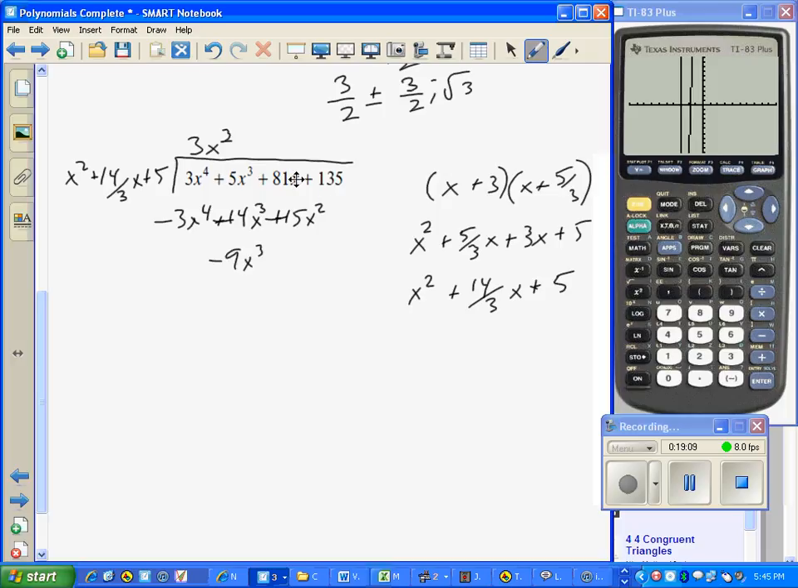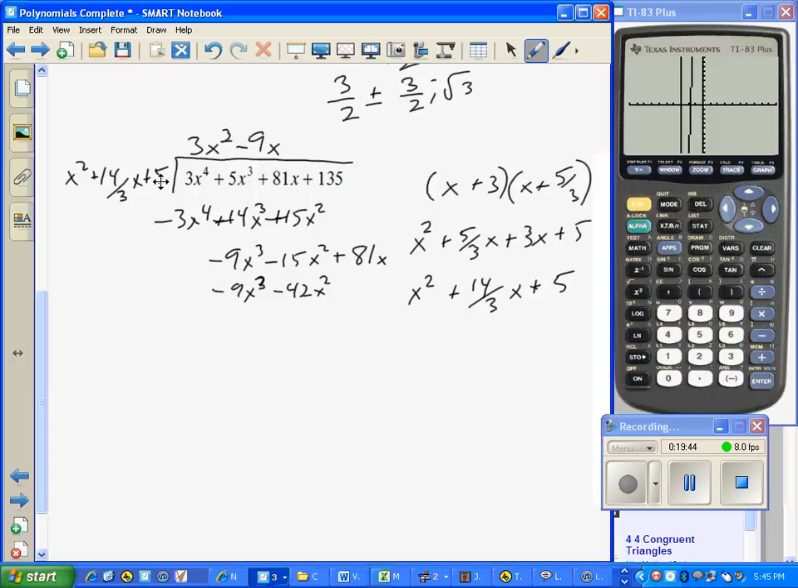Notice these are x squareds and these are x's, so I'm not going to combine those. I'm just going to bring this down, and then bring the 81x down. So now I need to match that, so I'm going to multiply by -9x. That 9 will cancel the 3 and make it 14 times 3, which is 42. So it's going to be -42x squared.